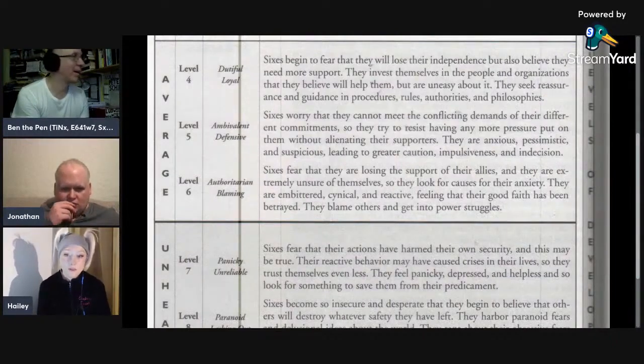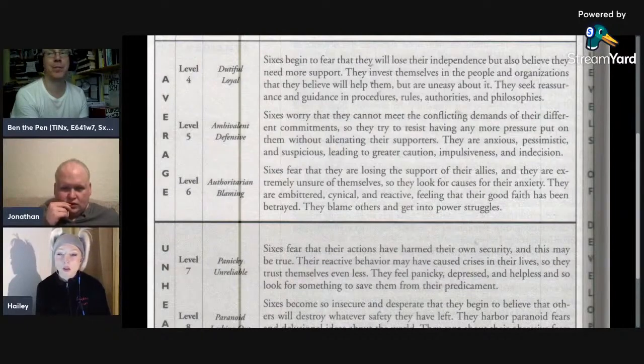Yeah. Right. Okay, I'm going to continue reading on here. Where they can't meet the conflicting demands of their different commitments. They try to resist having any more pressure put on them without alienating their supporters.